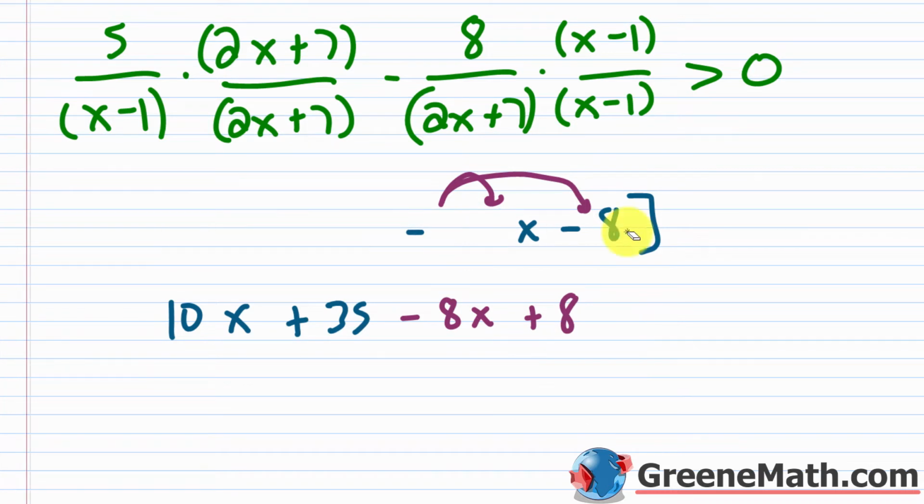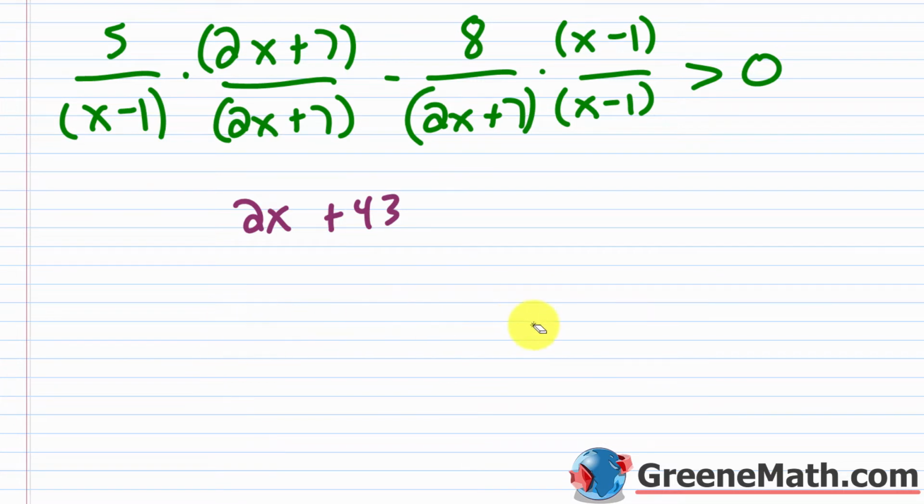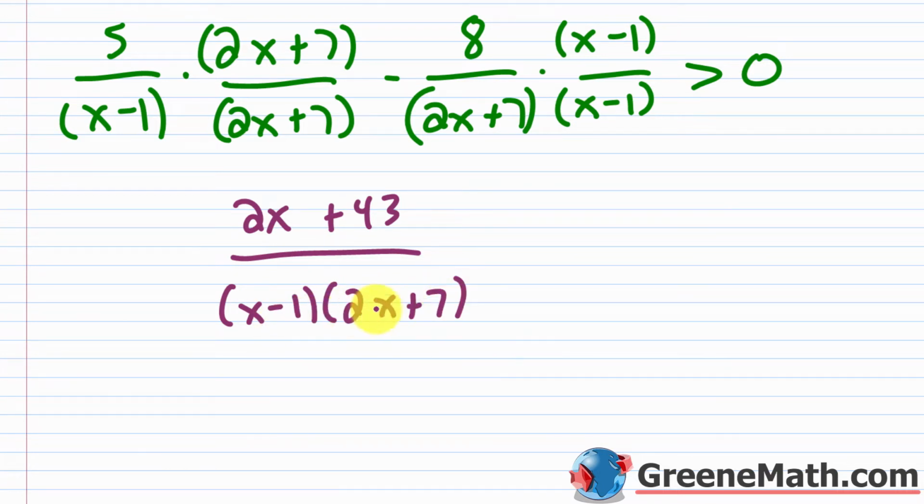So let me actually get rid of this line right here. We're going to say this is 10x minus 8x, which is going to be 2x, and then 35 plus 8, that's going to be 43. And so this would be over your common denominator, which is the quantity x minus 1 times the quantity 2x plus 7. Now, I would leave this in factored form because, again, you're going to have to set this equal to 0 and solve the resulting equation. So this is easier to do versus putting it into your ax squared plus bx plus c form and then having to factor it back to solve the equation. So let's say this is greater than 0.